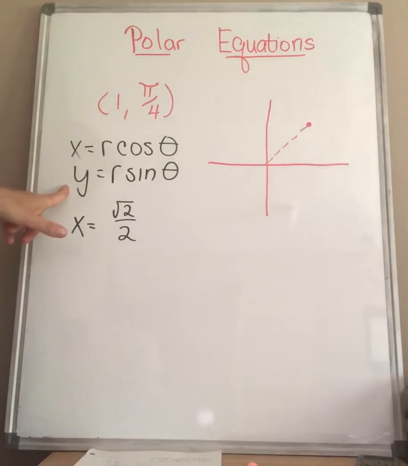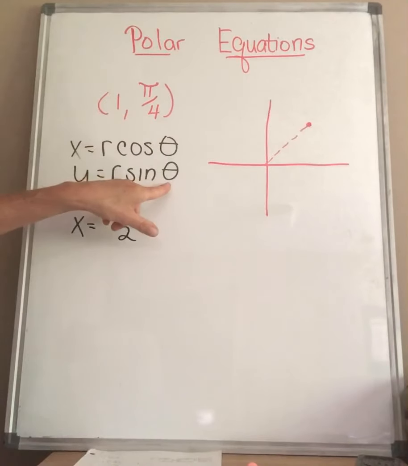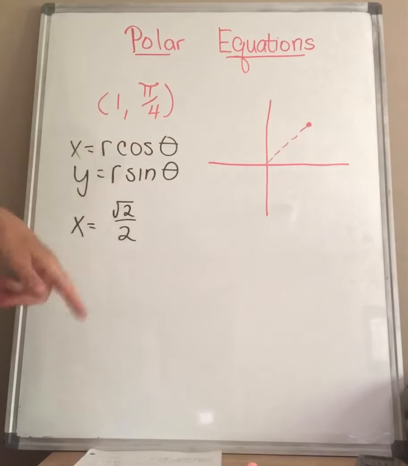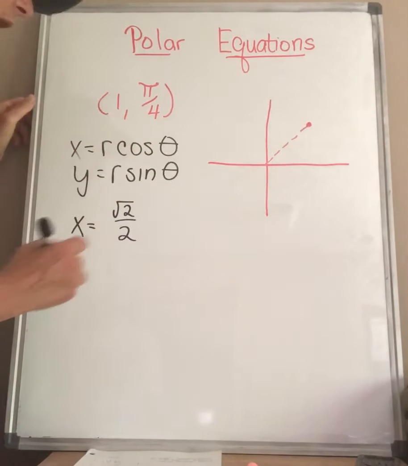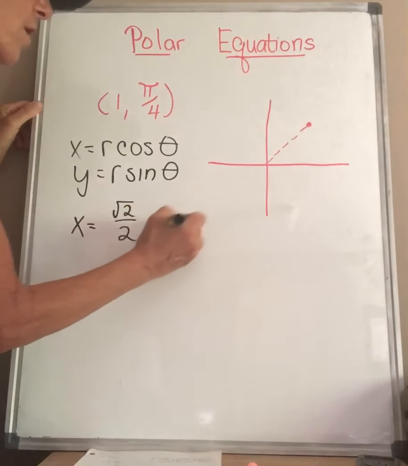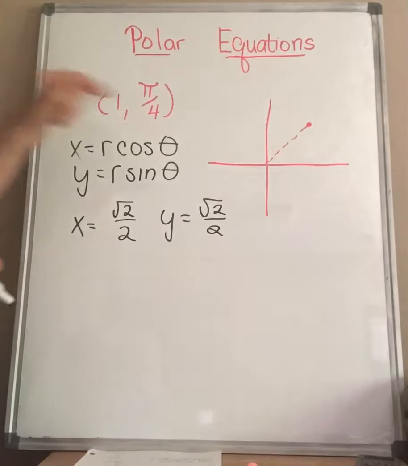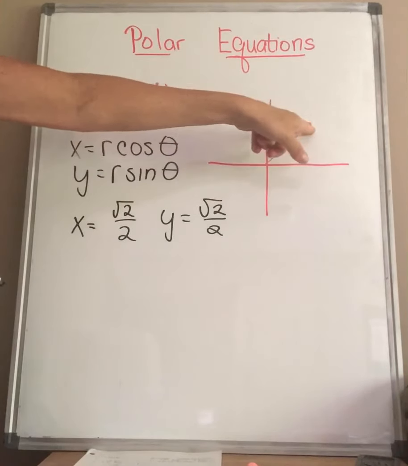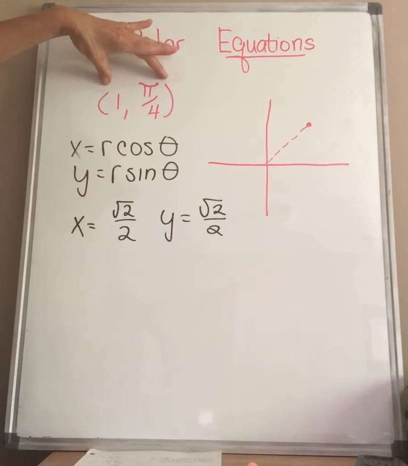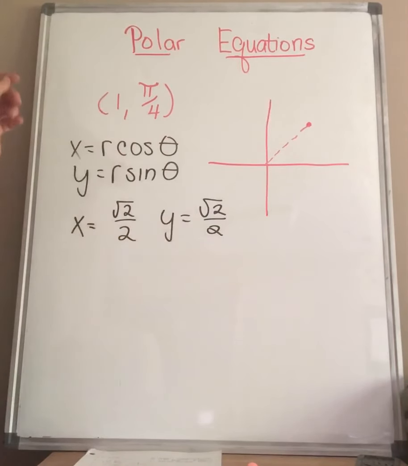My y value, I'm going to do the same thing. I put a 1 in place of r. I put a pi over 4 in place of theta. The sine of pi over 4 is also rad 2 over 2. So if I name this particular point right here in polar mode, it's 1 comma pi over 4. On the regular xy axis, it's rad 2 halves, rad 2 halves.